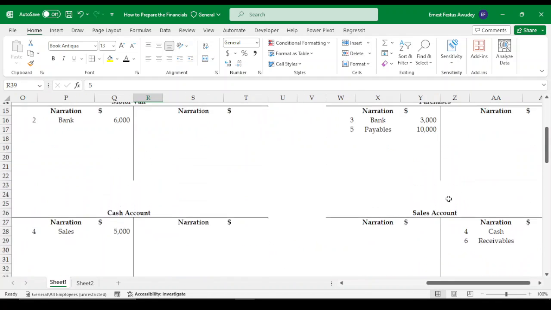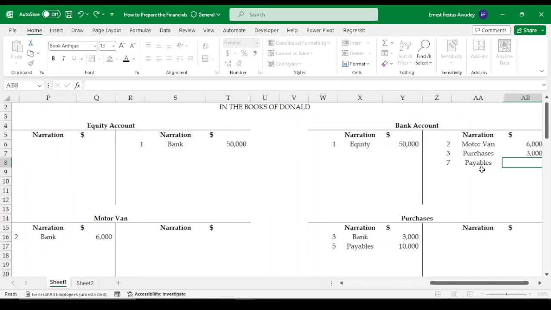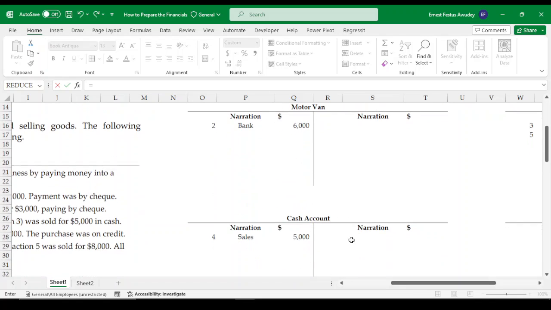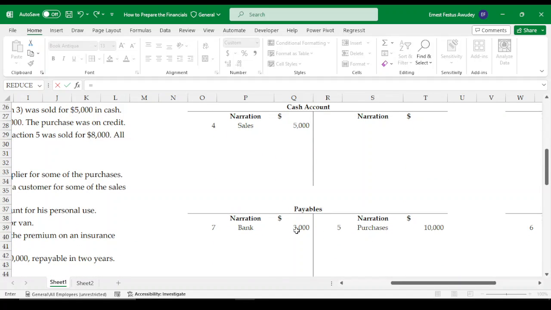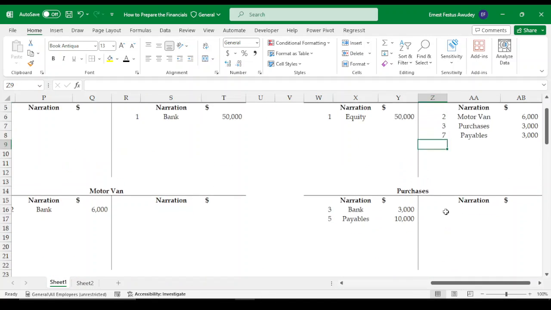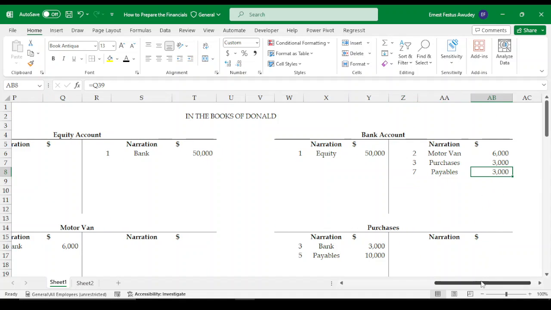So I'll go to my bank, and our bank has reduced. So we have actually paid money from our bank. Therefore, we are going to credit it in the name of payables. Now, another name for payables is creditors, and another name for receivables is debtors. So take note of that. In some books, you will not see payables, but you see creditors. It is the same thing. Okay, so I think we have recorded everything here as well.